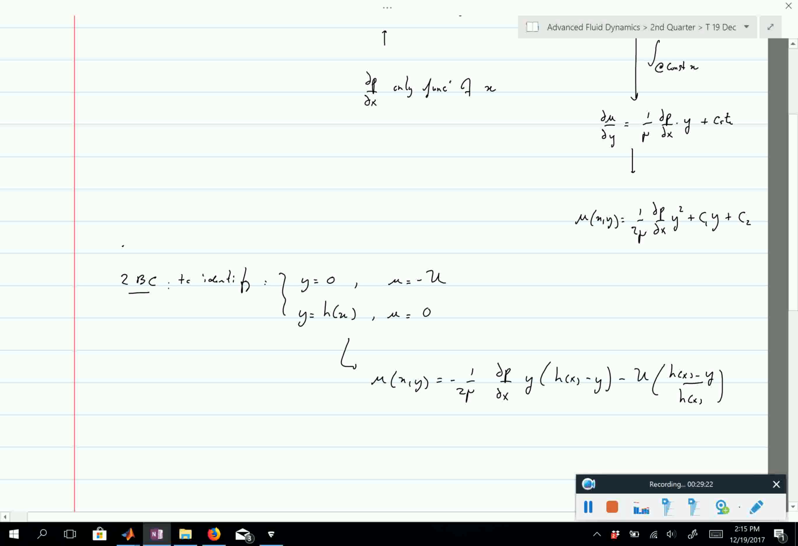So you see here that my two constants did depend on x. Let me just rewrite it here to make it clear. This is a constant, of course, which depends on x, and it depends on x through h. Okay, so this is our velocity profile.